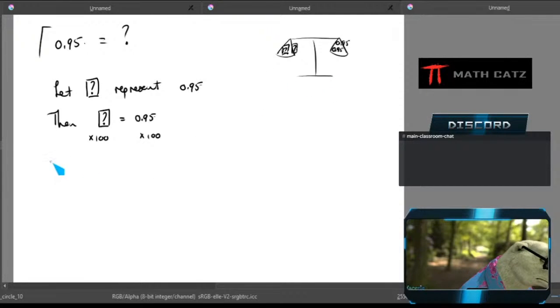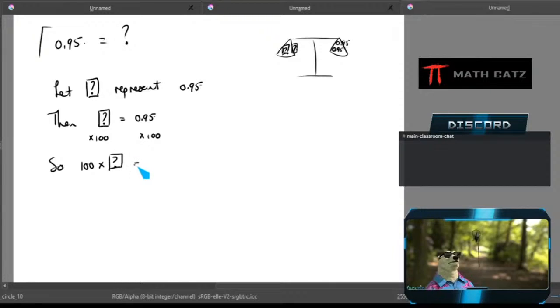So now I don't know what 100 question marks will be so far. So I'm just going to write 100 question marks is what I have on the left. Don't know what that is yet, right? But it is equivalent to, now what happens if I multiply a decimal number by a power of 10?